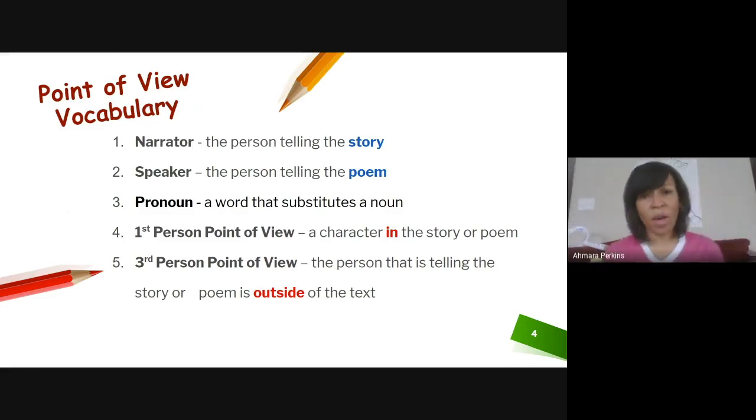Don't worry about copying these down. You have the slides. We're going to go through this throughout our lesson. It will be embedded in your brain by the time we finish. All right, so let's get started.